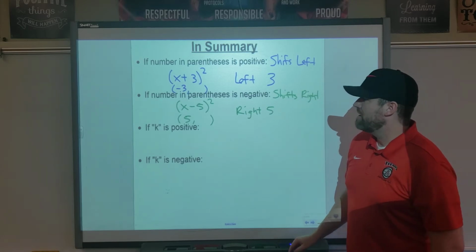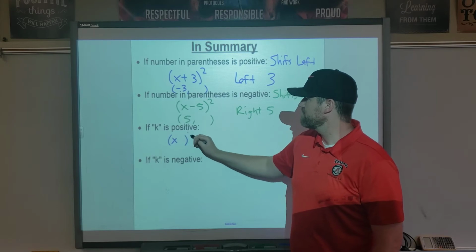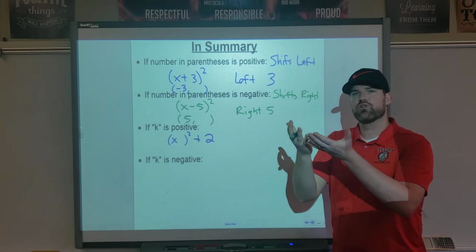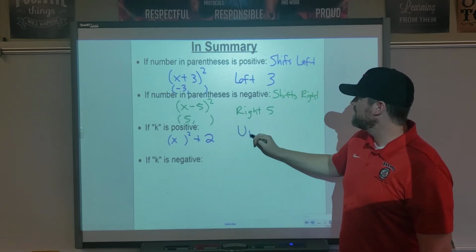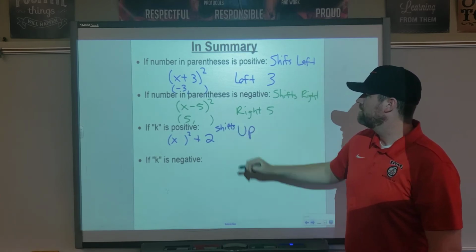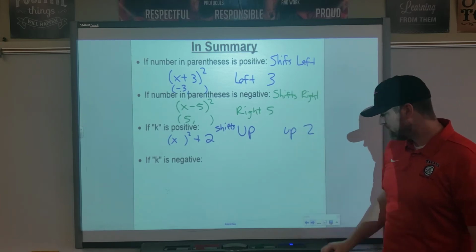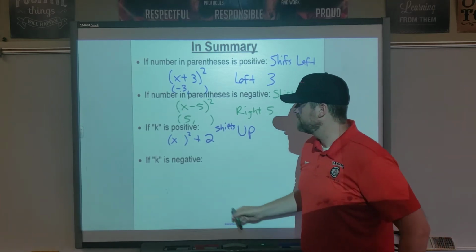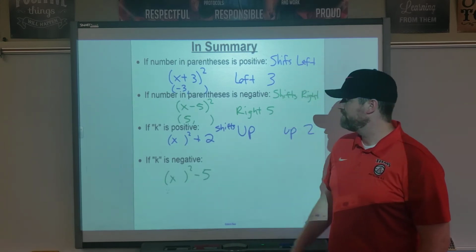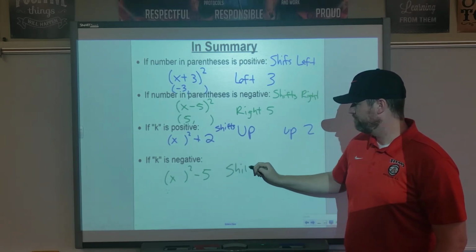As far as our k value, if we make our k positive, so let's say we have x something squared and we have +2. That +2 is going to move the whole graph up. So this would be a shift up. This particular one would go up 2. If our k value is negative, so we have something in our parentheses, right, and then we have -5, we know that this will move our graph down, so it's going to shift down.